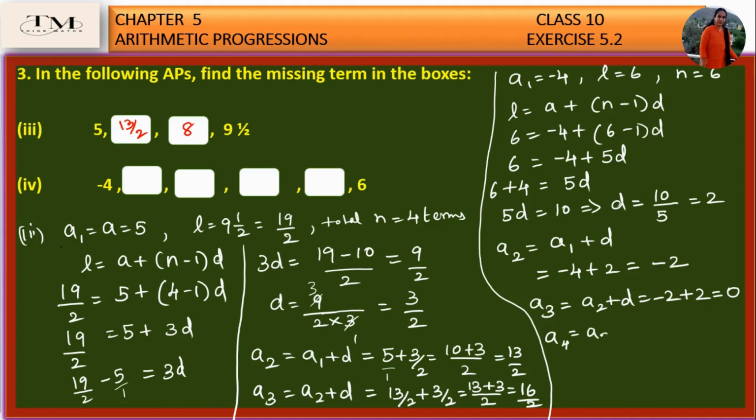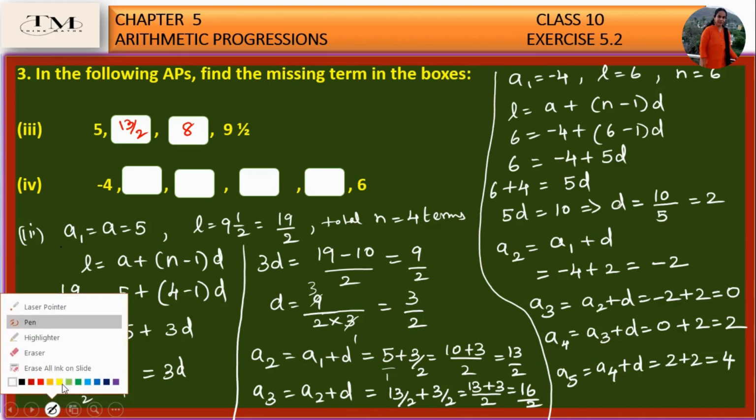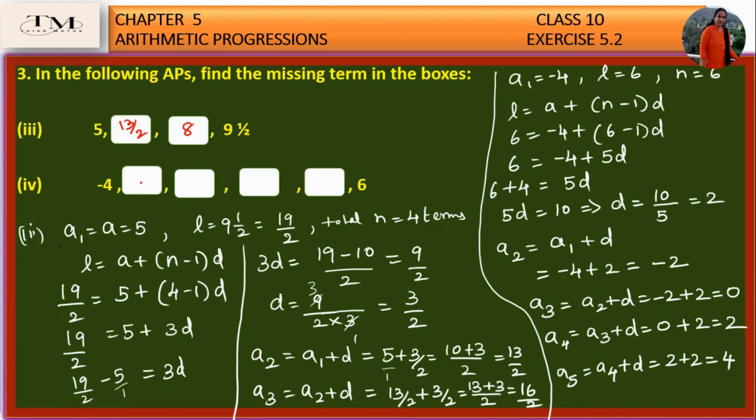A4 equal to A3 plus D. A3 is 0 plus D is 2. 0 plus 2 is 2. So A5 equal to A4 plus D. What is A4? It is 2 plus 2. 2 plus 2 is 4. So we got all the values. So I am going to write A2 is minus 2, A3 is 0, A4 is plus 2 and A5 is 4. So these are the values we got.